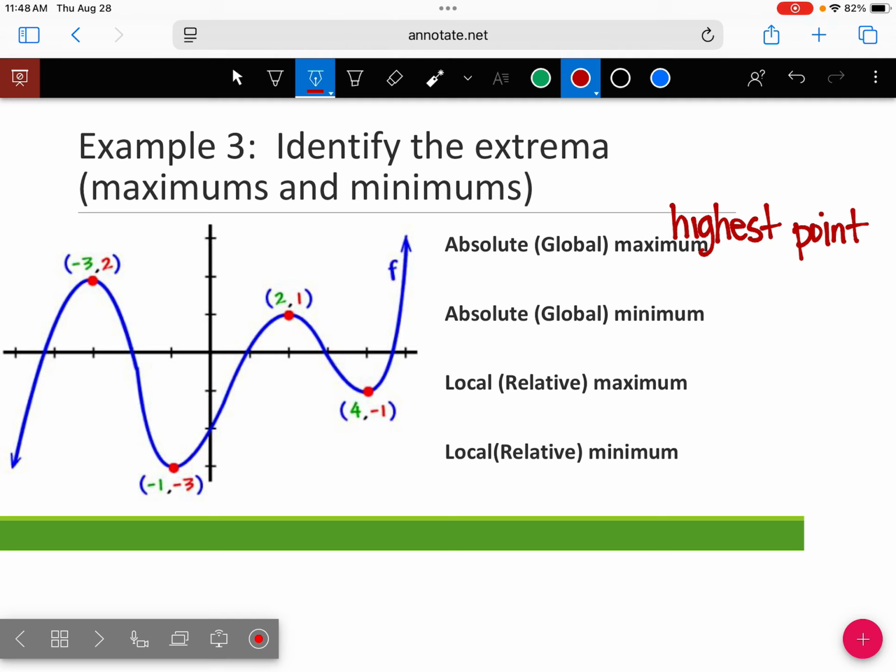This graph has an arrow pointing up. And if you have an arrow pointing up, that means it's never going to stop rising. And because it never stops increasing, it doesn't have a highest point. Would you agree that if something is always going up, it doesn't have a highest point? So that's why we're going to say none. We don't have one of those.